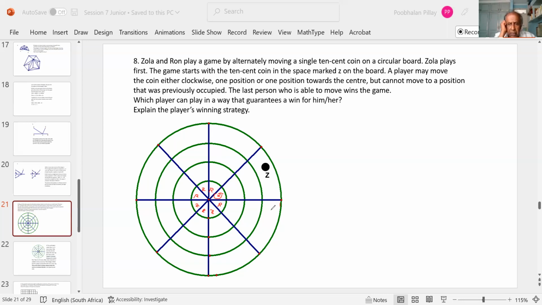So the strategy is Zola moves, doesn't go toward the center. She must try to avoid going toward the center. So she goes here, it's Ron's turn. And Ron, if Ron is wise, Ron will also try not to go toward the center. He will stick to the outer region.